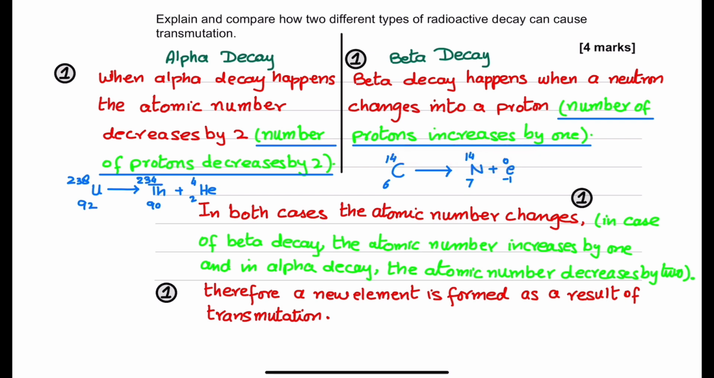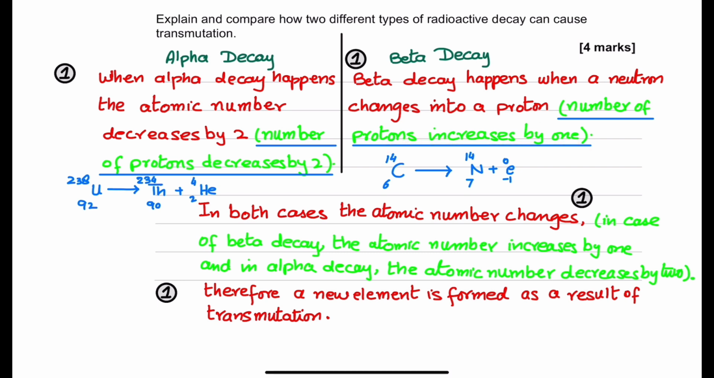The reason is one of the neutrons has changed into a proton, but the mass number remains the same because the definition of the mass number is number of protons plus number of neutrons. If there are 6 protons and 8 neutrons, one of the neutrons changes into a proton. So we have 7 protons and 7 neutrons, but the mass number remains the same. 7 plus 7 is 14. So beta decay happens when a neutron changes into a proton. So the number of protons increases by 1.